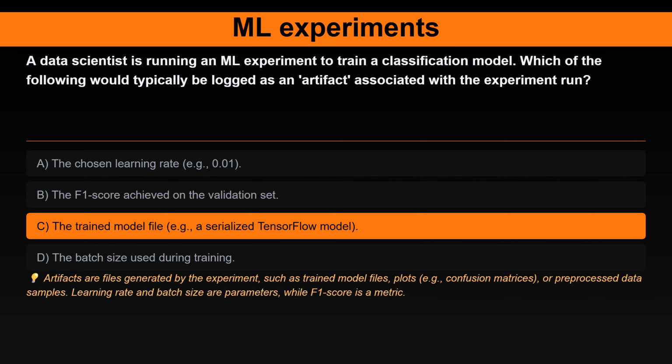The correct answer is the trained model file, e.g., a serialized TensorFlow model. Here's the explanation. Artifacts are files generated by the experiment, such as trained model files, plots, e.g., confusion matrices, or pre-processed data samples. Learning rate and batch size are parameters, while F1 score is a metric.